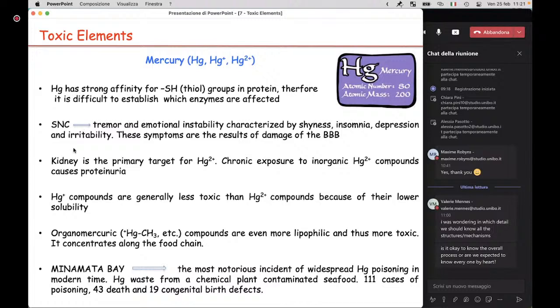In the central nervous system, we can have at first tremors, problems in thinking clearly, insomnia, depression. As you can see, these are very aspecific symptoms. A lot of different problems, even not true disorders, can cause tremors or depression and so on. So at first it's very difficult to diagnose mercury poisoning.